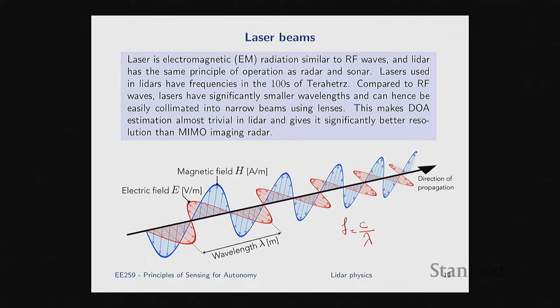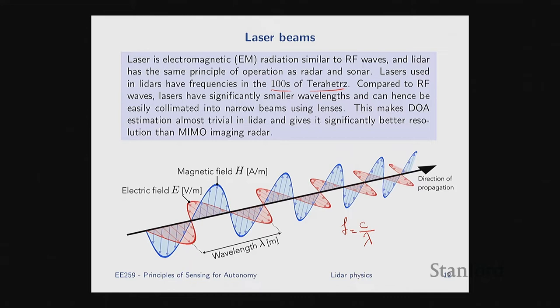Radar, remember, was at tens of gigahertz, right? 24 gigahertz, 77 gigahertz. LiDAR typically operates at infrared frequencies, which are hundreds of terahertz. So you are four or five orders of magnitude higher in frequency, which means much smaller wavelengths that we're working with. That's basically the main difference, but it's the same physics, essentially. Again, it's electromagnetic radiation at a different frequency.